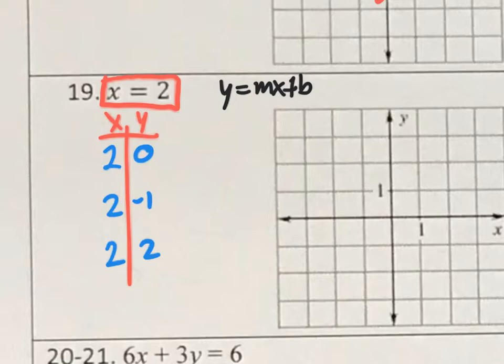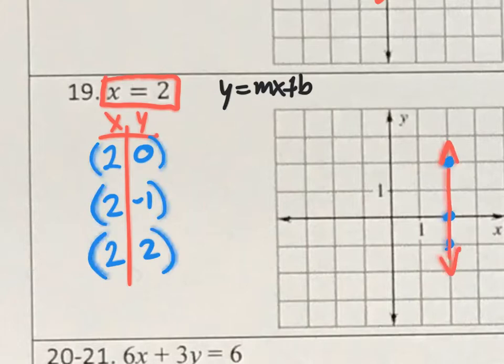So if we go to these coordinates, check it out. If we go to the coordinate 2, 0, 2 on the x, 0 on the y, there it is. If I go to the coordinate 2 on the x, -1 on the y, it would be right here. If I go to the coordinate 2 on the x, +2 on the y, it would be up here. So what kind of line do we have? We have a perfectly vertical line.